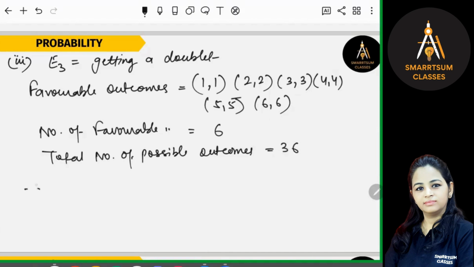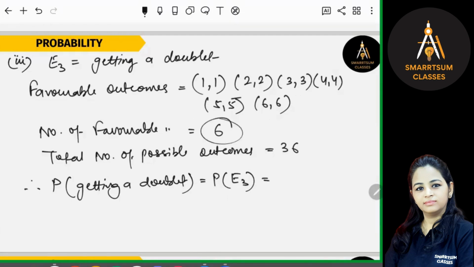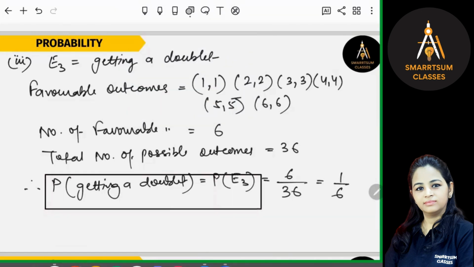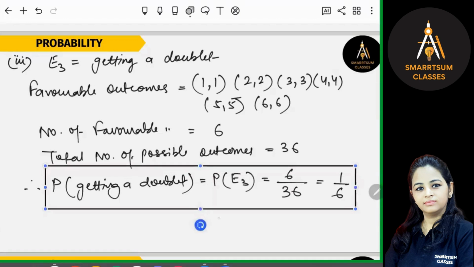Now we can easily find the probability of getting a doublet. This is our event E3. So the probability of the event E3 is the number of favorable outcomes for that event divided by the total number of possible outcomes. So 6 upon 36, which is equal to 1 upon 6. So in this way, we have got the probability of getting a doublet, means both the numbers on the dice are the same, and this is 1 by 6.